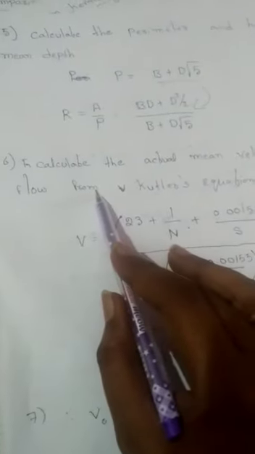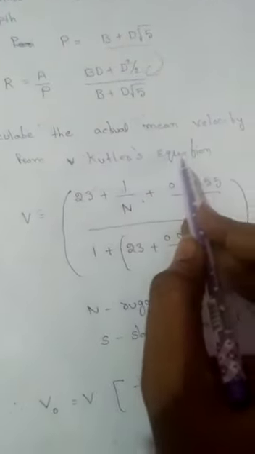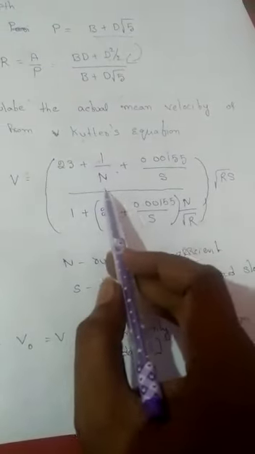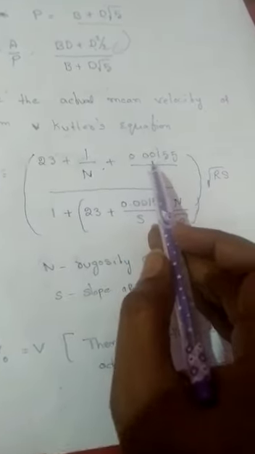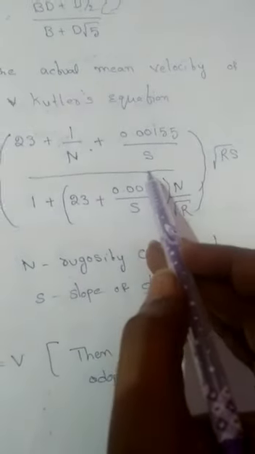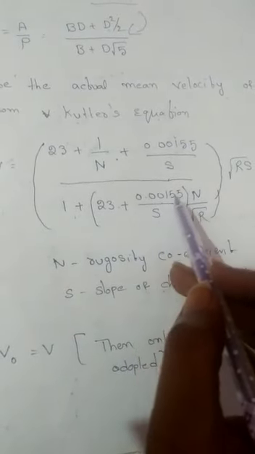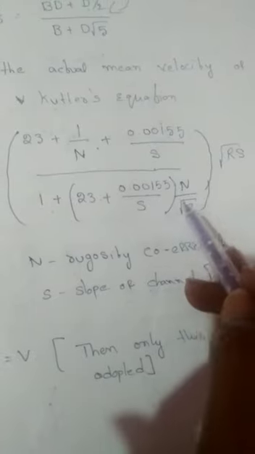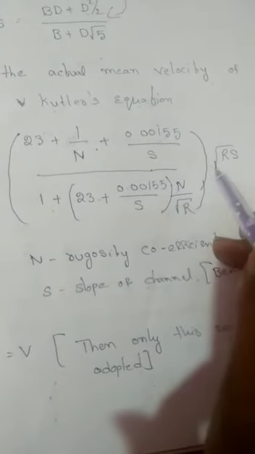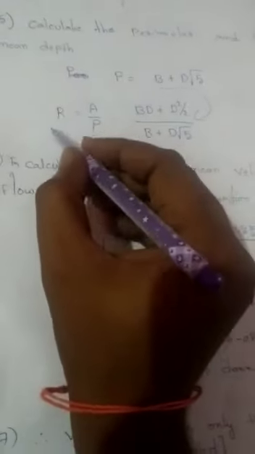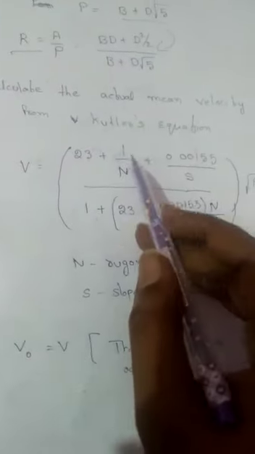Finally, we have to calculate the mean velocity of flow by using Kutter's equation. This is the Kutter equation: V = [23 + 1/n + 0.00155/S] / [1 + (23 + 0.00155/S) n / square root of R] into square root of R S. Here R we already know; it is the hydraulic mean depth.